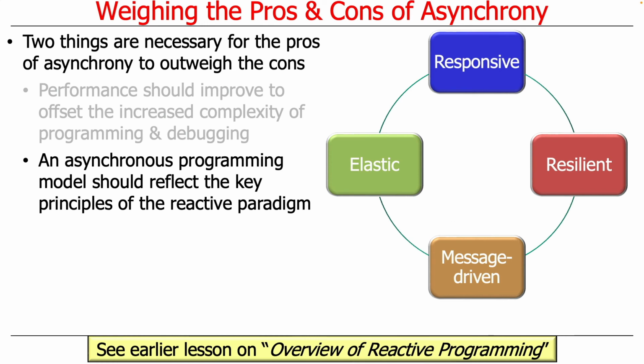And another thing that's important is that the asynchronous programming model that you choose, whatever one it might be, a JavaScript model or an early Java Futures model in classic Java, or a more modern Completable Futures model in modern Java, or the reactive streams models, et cetera, it would really be good if it reflected as many of the key principles of the reactive paradigm as possible. And in particular, you need to ask that question.